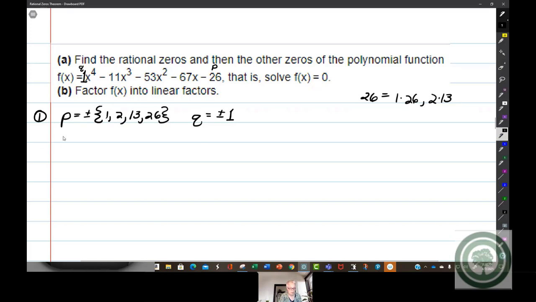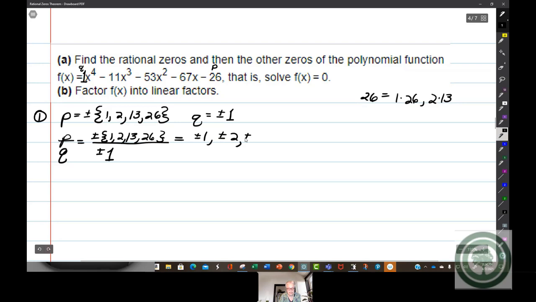And so P over Q is going to be the plus or minus 1, 2, 13, and 26 over plus or minus 1. Almost not necessary to do that when the leading coefficient is 1. And so what will that give us? That will give us all the possible rational zeros, that is plus or minus 1, plus or minus 2, plus or minus 13, plus or minus 26.